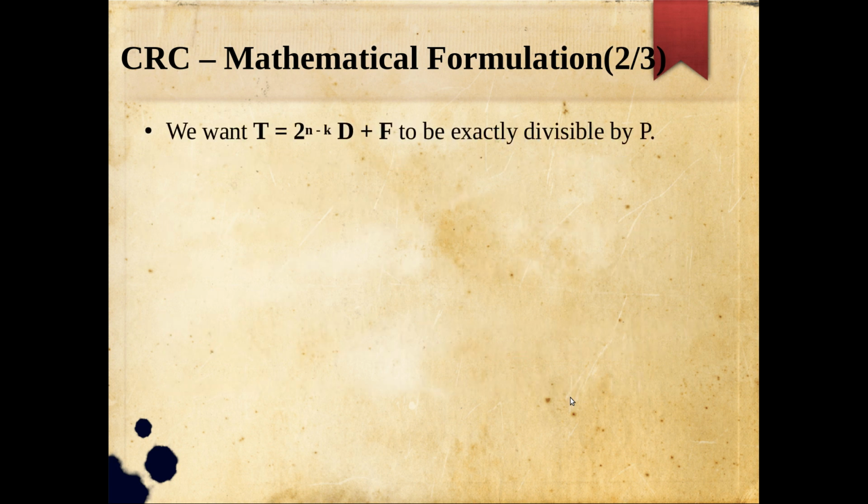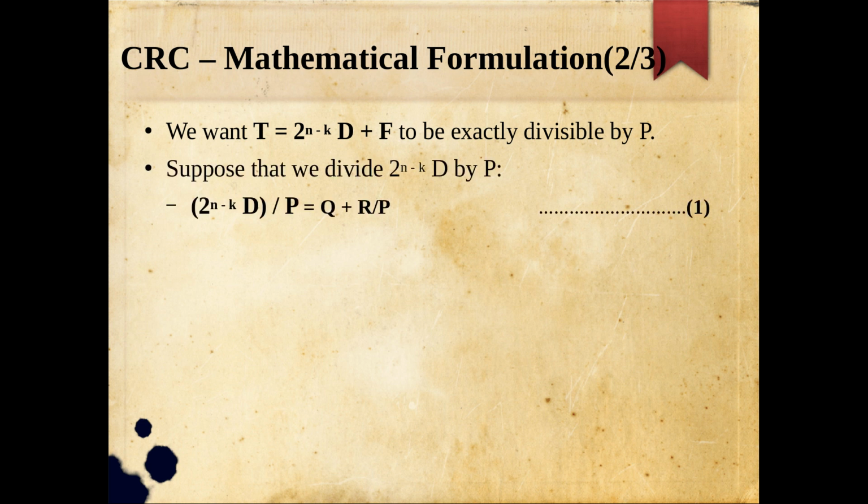Now you know our requirement: this particular T, when it is received at the receiver side, should be exactly divisible by P. Accordingly you have to choose the F. Now you know this is to be divisible by P. Let me explain how you will divide something by P. This T is to be exactly divisible by P, where T is nothing but this particular bit pattern.